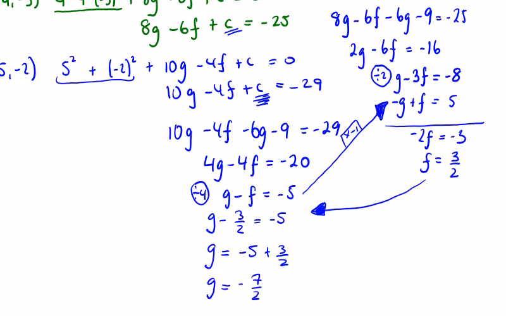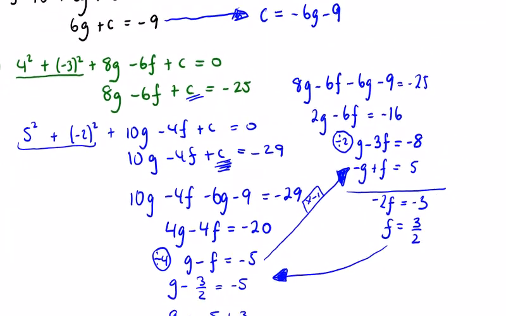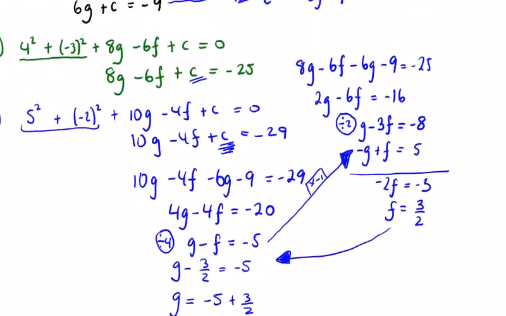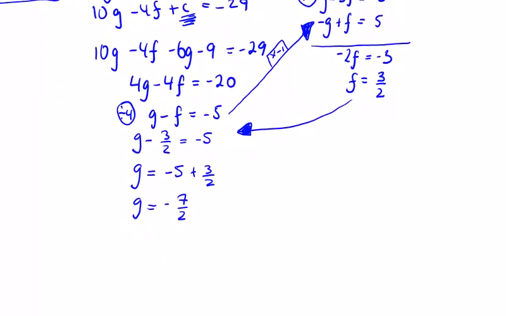And now just to solve for c, well, we have c in terms of g. C is equal to minus 6g minus 9, and g was minus 7 over 2. So c is equal to minus 6 by minus 7 over 2 minus 9. So c is equal to 42 over 2. So that's going to give me 21 minus 9, which is 12. So I'm just going to write my values down here.